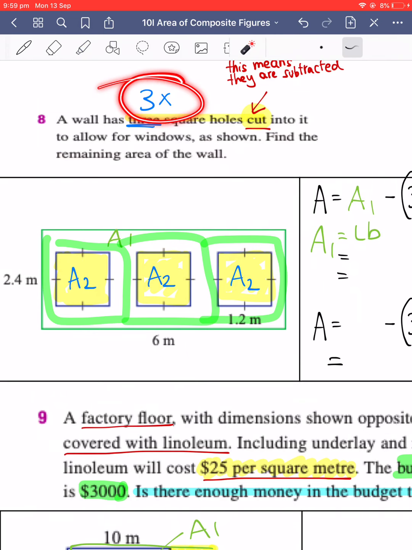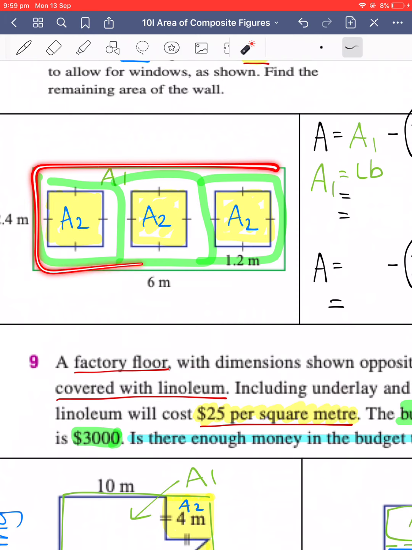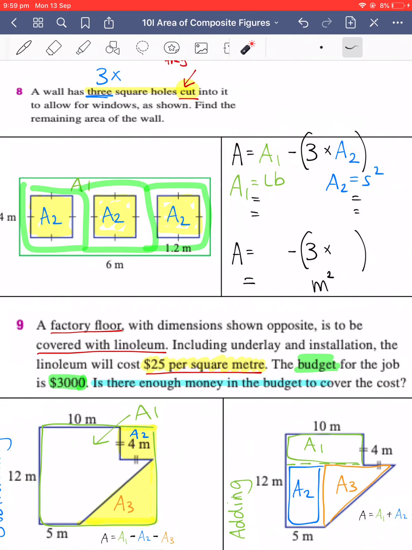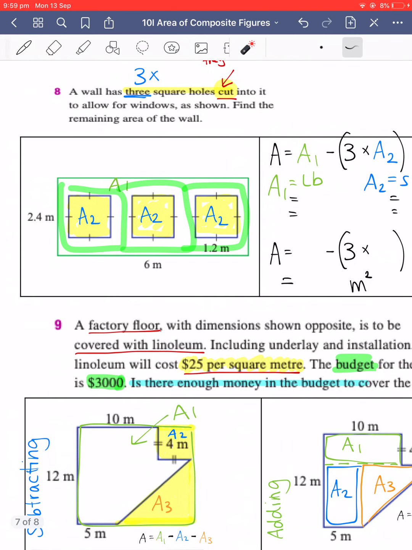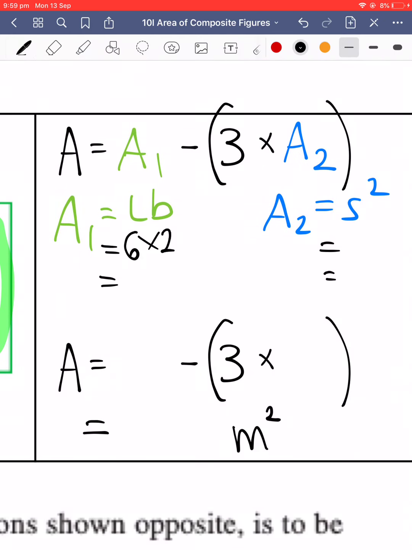Okay, so it's good to actually write things, give yourself an idea of what's actually happening with each of these. So I have a rectangle and I'm going to cut out 3 squares. So I have represented that exactly here. I have my rectangle and I'm cutting out, I'm removing or subtracting 3 of my squares. So let's substitute in. I have my rectangle. My rectangle has its sides, which are 6 and 2.4. So let's put that in. So 6 multiplied by 2.4.